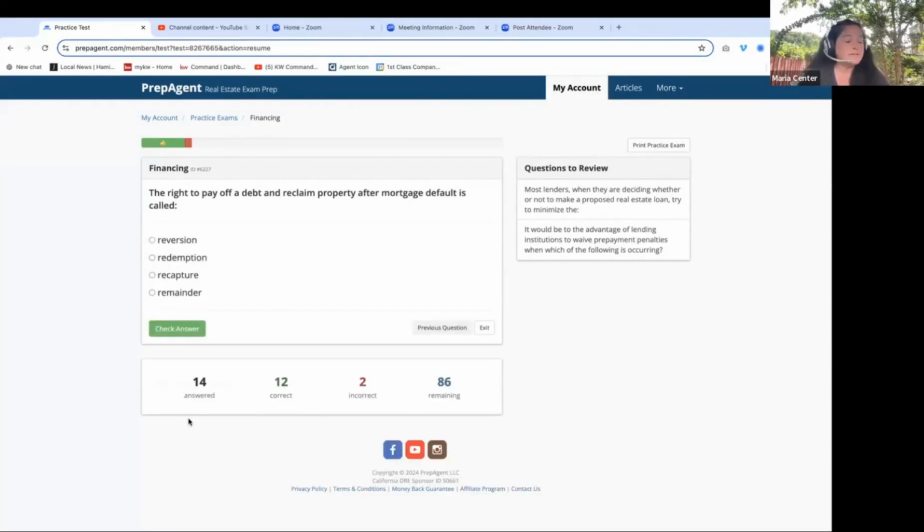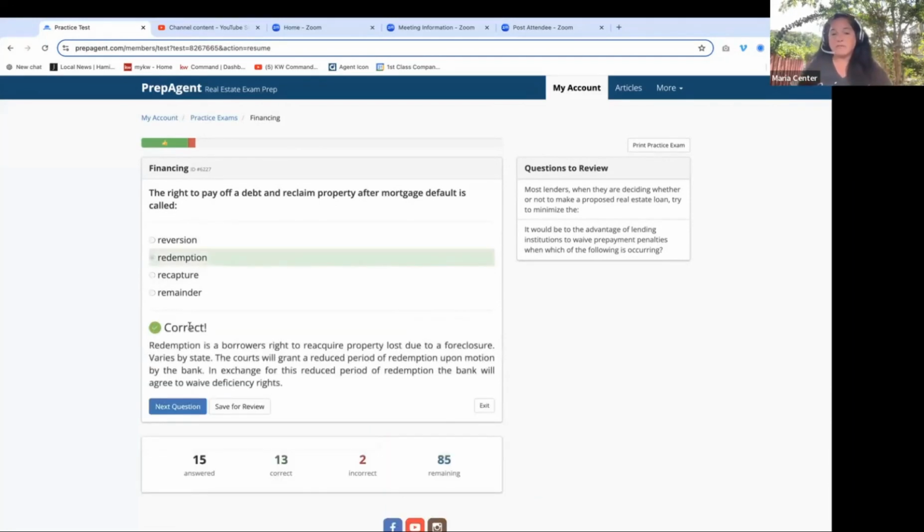The right to pay off a debt and reclaim property after mortgage default is called, is it reversion? Is it redemption? Is it recapture? Or is it remainder? And the truth of the matter here is that that is our right of redemption. If we get into mortgage default and we want to redeem the property, get that loan back on track, that is called the right of redemption.